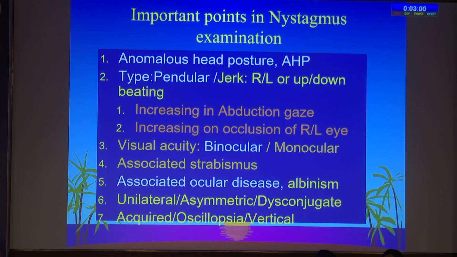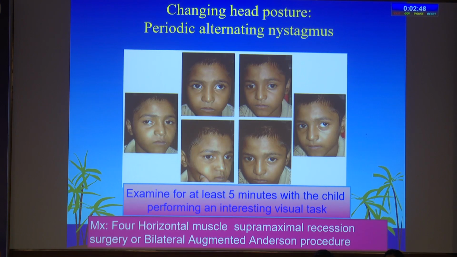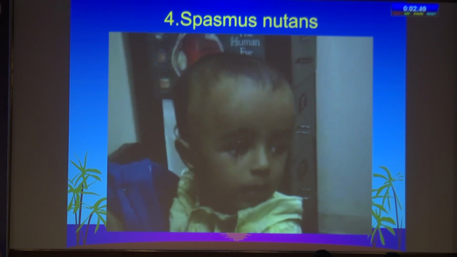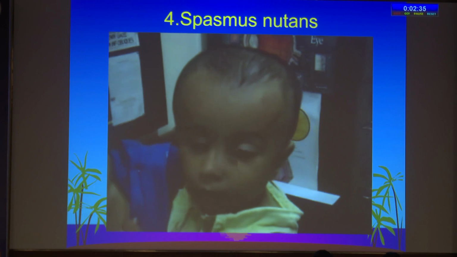Any associated ocular condition like albinism, any other problem like whether it's a unilateral or asymmetric nystagmus should be known. If there is a face turn, measure it with the protractor or the protractor app on your smartphone. And always watch for periodic alternate nystagmus, which means you have to examine the child for a consistent 5 minutes. Spasmus nutans you will pick up when a child is having a torticollis with a head turn and a disconjugate nystagmus.